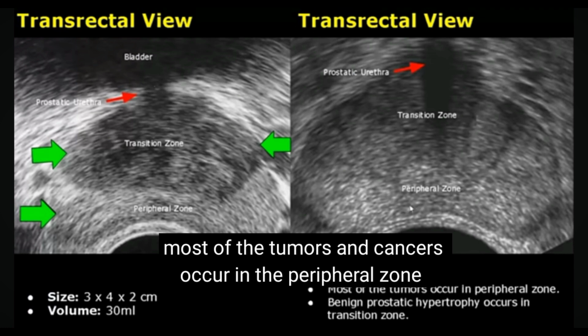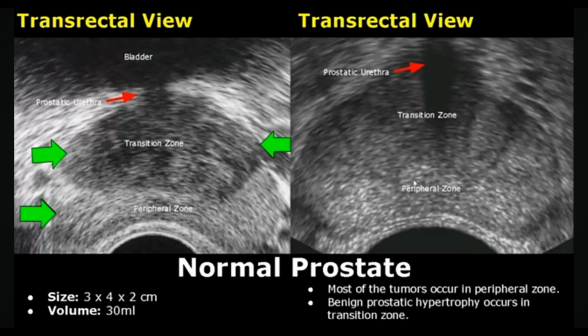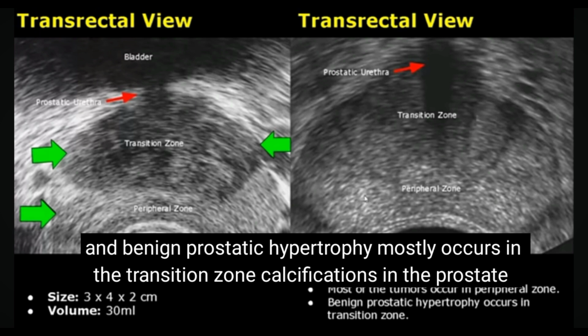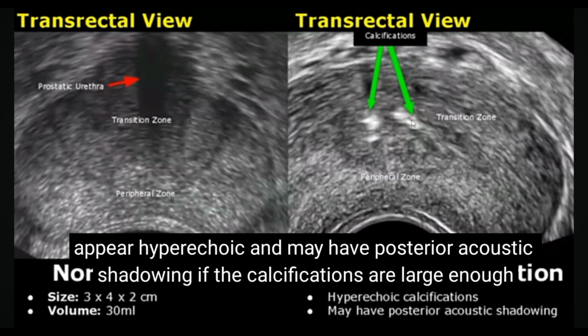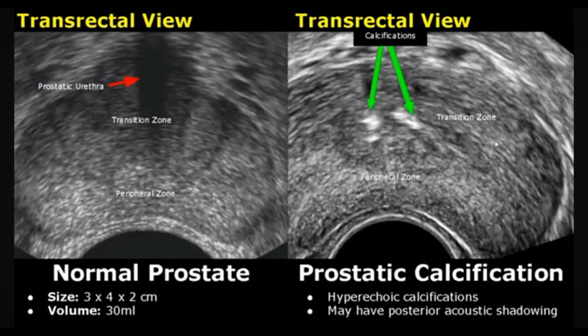Most of the tumors and cancers occur in the peripheral zone, and benign prostatic hypertrophy mostly occurs in the transition zone. Calcifications in the prostate appear hyperechoic and may have posterior acoustic shadowing if the calcifications are large enough.